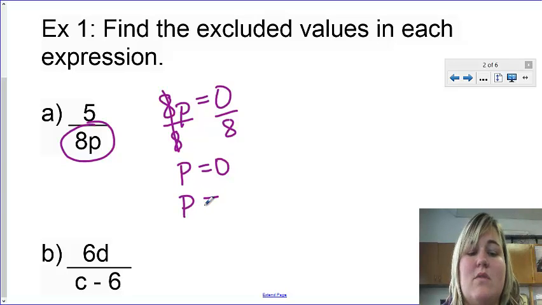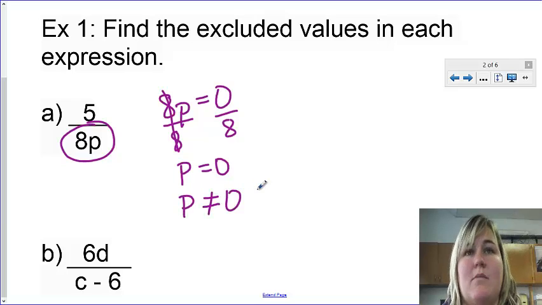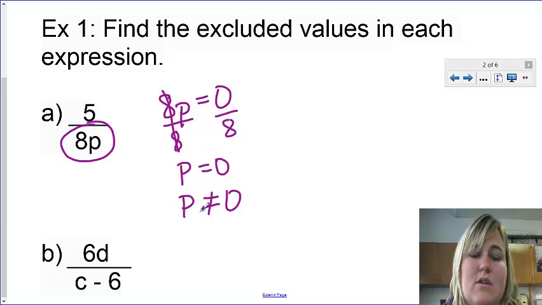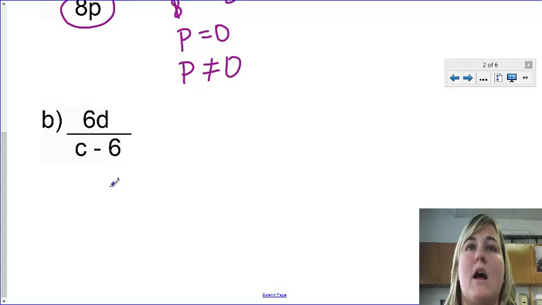So for this to be simplified, p cannot be equal to 0. Or for this to be defined, p cannot be equal to 0. So this is my final answer. P is not equal to 0. On B, I would like for you to pause the video at this point and try to do that one on your own paper.